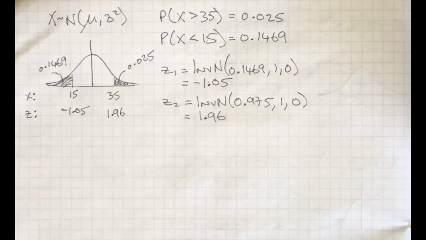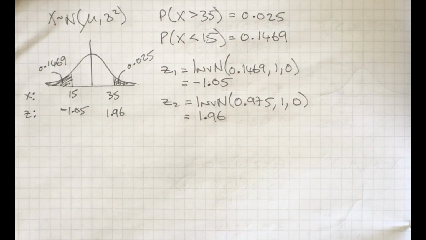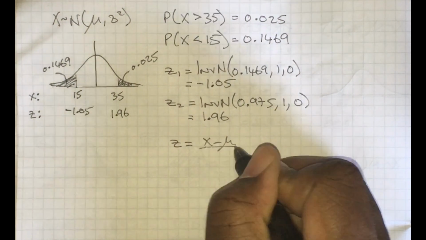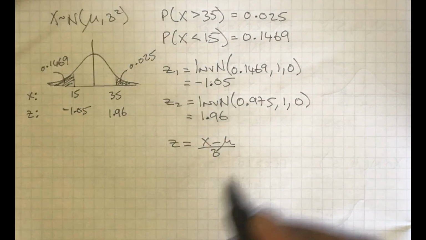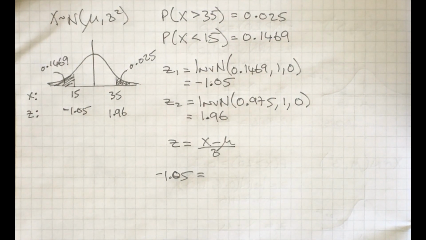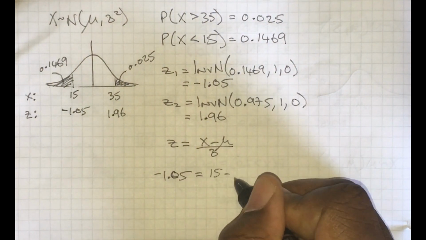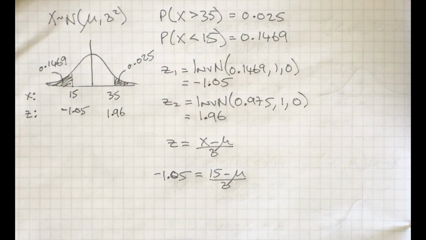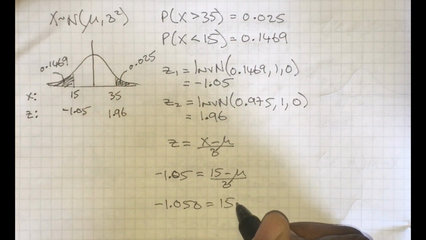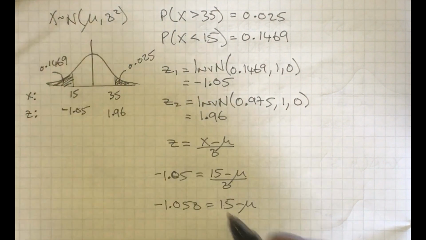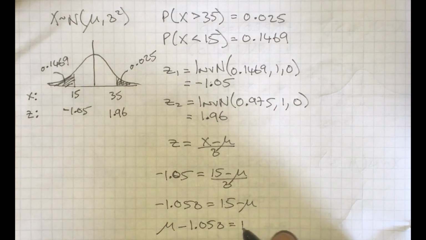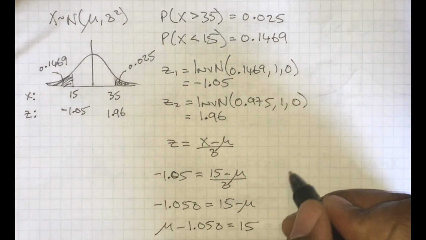All right, thinking through again, how can I connect z-scores to real-world values? That's where the standardization formula comes in. z equals x minus mu over sigma. I'm going to substitute for this negative z-score that corresponds with 15. And the other two variables are unknown. But let's go ahead and rearrange. I hope you can see where we're going. Now let's actually get all of the variables on one side and the constant on the other side. So mu minus 1.05 sigma equals 15.